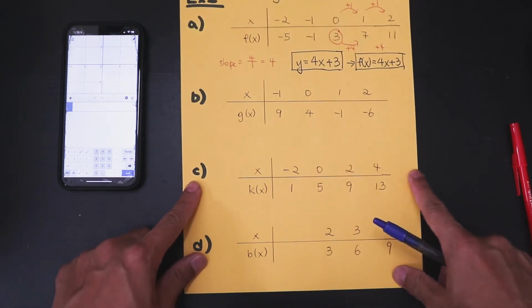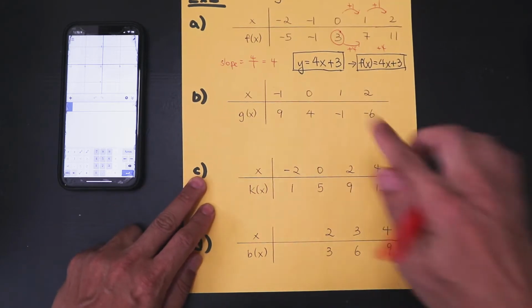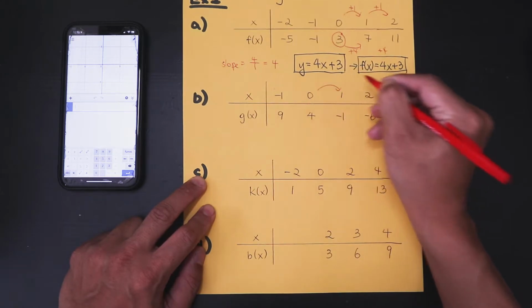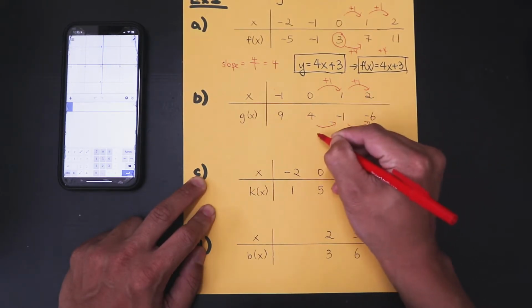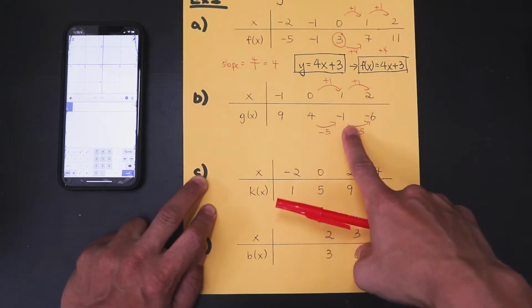Let's try another one. We're going to do the same thing by finding patterns in a table to find slope. So in part B, I see that the pattern for the x is keep adding 1, so plus 1 and plus 1. And then for the y, I see that it's subtract 5 from one y to the next y.